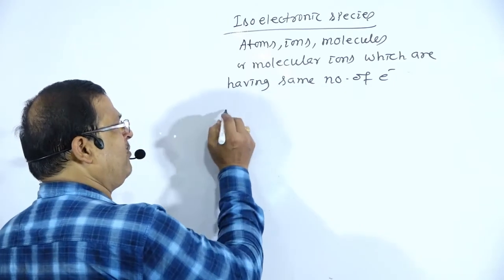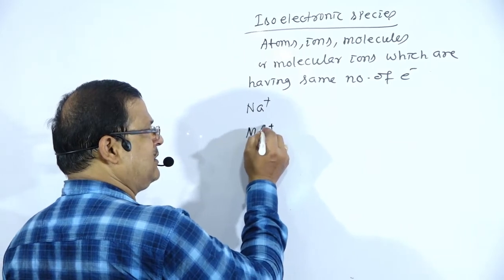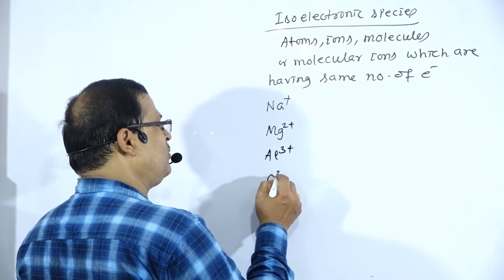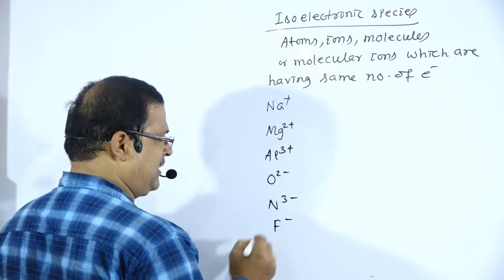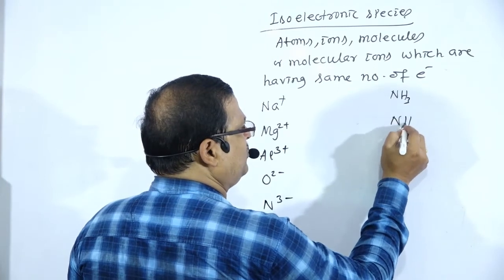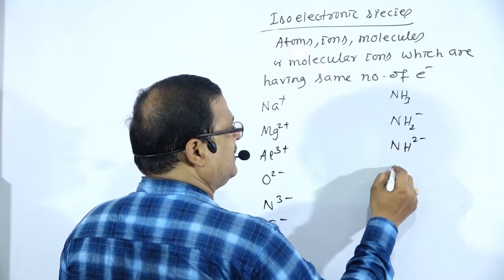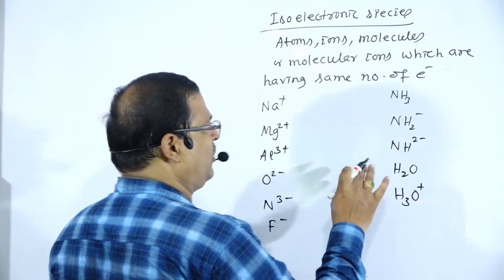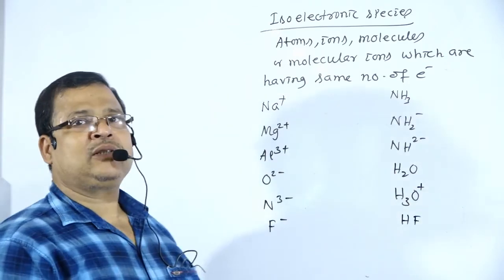For example, Na+, Mg2+, Al3+, O2-, or we can take N3-, F-, or we can take NH3, NH2-, H2O, H3O+, or you can take HF. All these are examples of isoelectronic species.